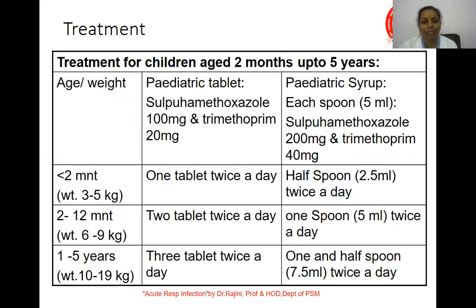For 2 to 12 months, 2 tablets twice a day or 1 spoon of syrup. For 1 to 5 years, 3 tablets twice a day or 1.5 spoons of syrup. So it depends upon the weight and age of the child.